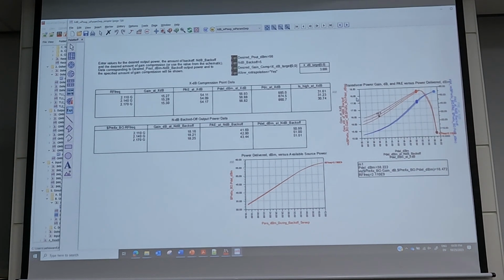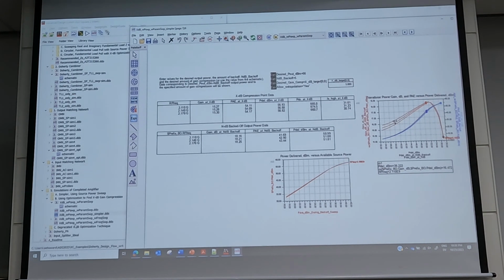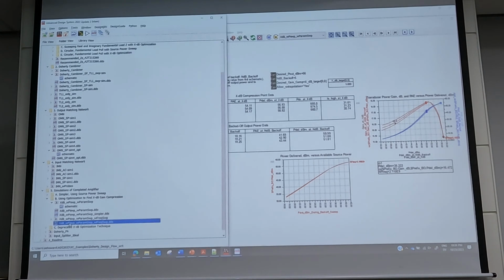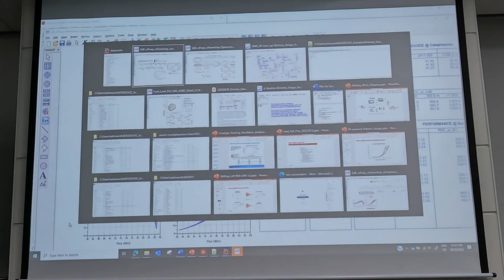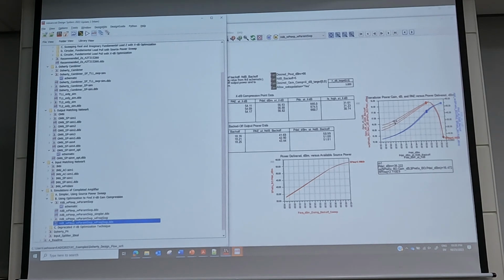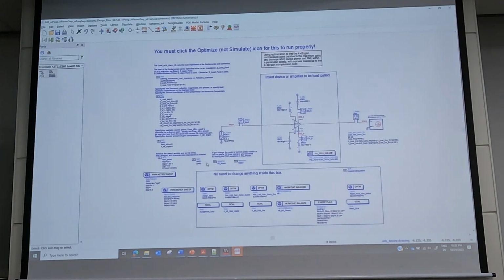This shows the Doherty PA response, the overall response for gain versus power delivered, and efficiency versus power delivered for 3 frequencies across the frequency band. And we also have a frequency sweep. In this case, we're sweeping frequency and also sweeping the bias.